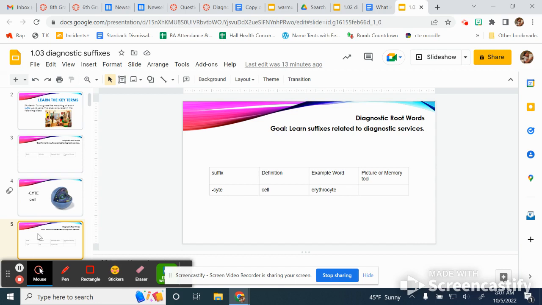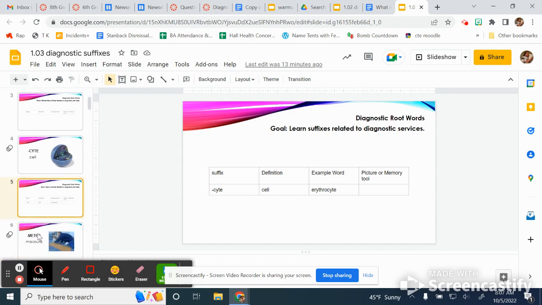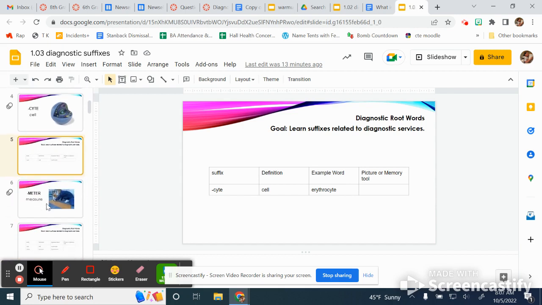A good word is erythrocyte. I won't tell you what that means because you should already know from our prefixes. But it's a red blood cell, in case you forgot.